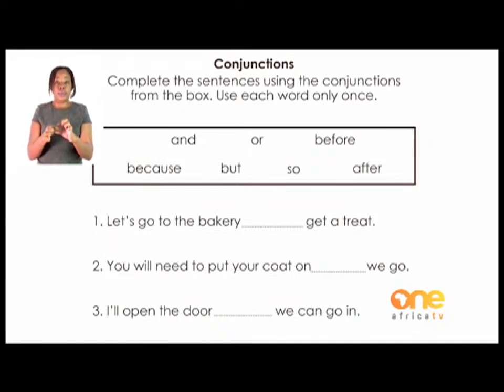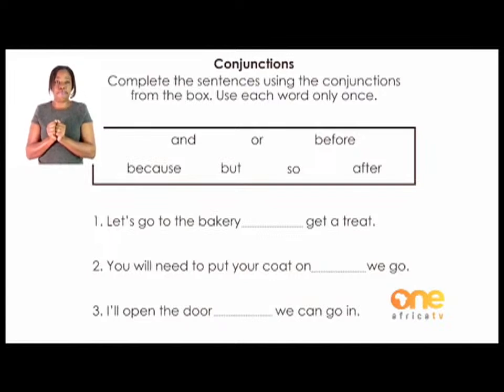Now, which word should I put in the sentence to make it correct? Which conjunction should I use? Which joining word should I use? Okay, let's read the conjunctions first, those joining words. I have and, or, before, because, but, so, and after. Okay. So now let me quickly explain to you how we use each of the conjunctions.